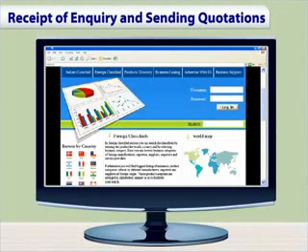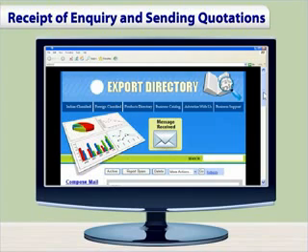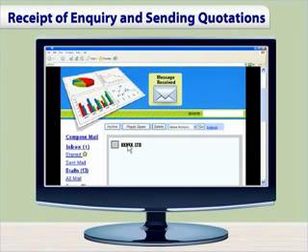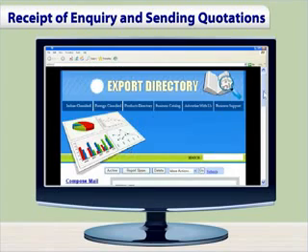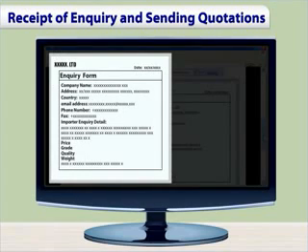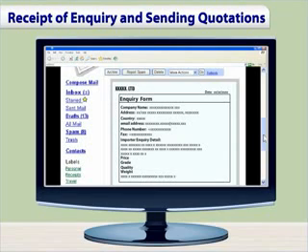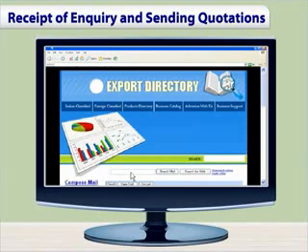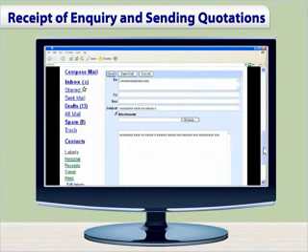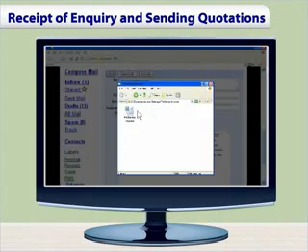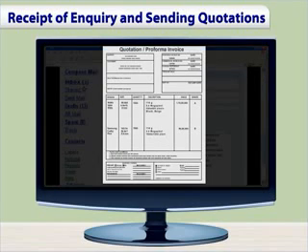Receipt of inquiry and sending quotations. The exporter receives the inquiry from the prospective importer or purchaser directly or through advertisement in newspapers, etc. about the price, grade, quality, weight and other descriptions of goods. This inquiry is answered by the exporter by way of a quotation called the pro forma invoice.